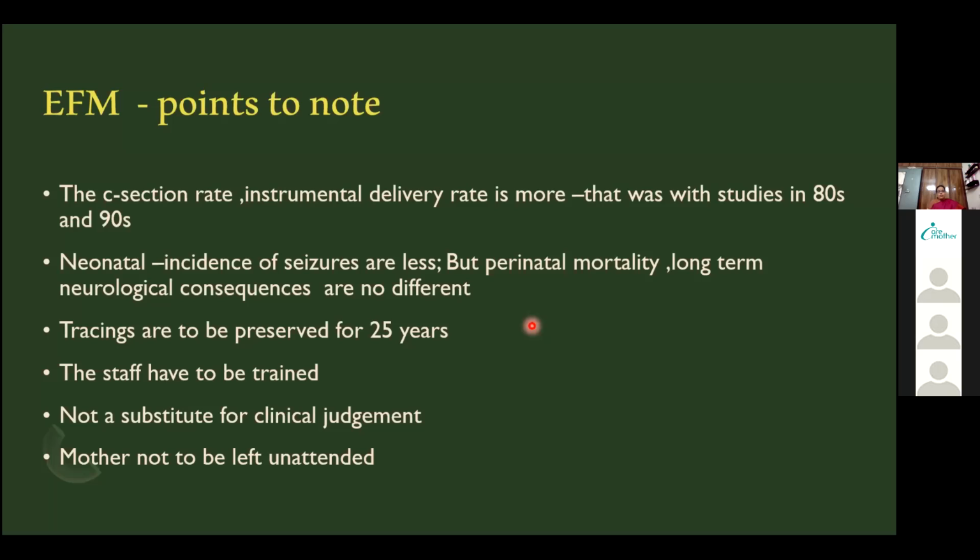Okay, so now the other observation that they have found is in the perinatal mortality rate, there isn't much of a difference, but the incidence of seizures are less, and the long-term neurological consequences are no different. The incidence of seizures are less by 50%. See, that itself is a great advantage for us. When you deliver a baby and the baby gets seizures, it's very, very difficult to answer the patients. So even if that is the result that we get, that is also good.